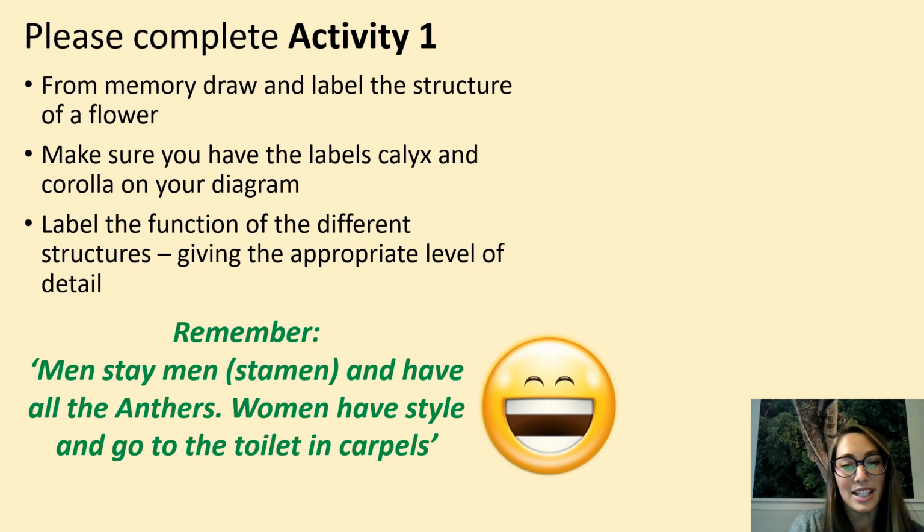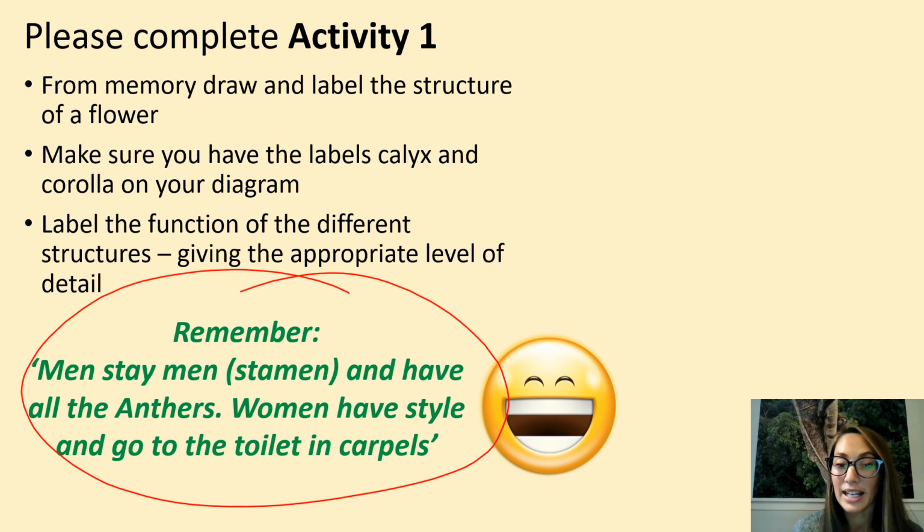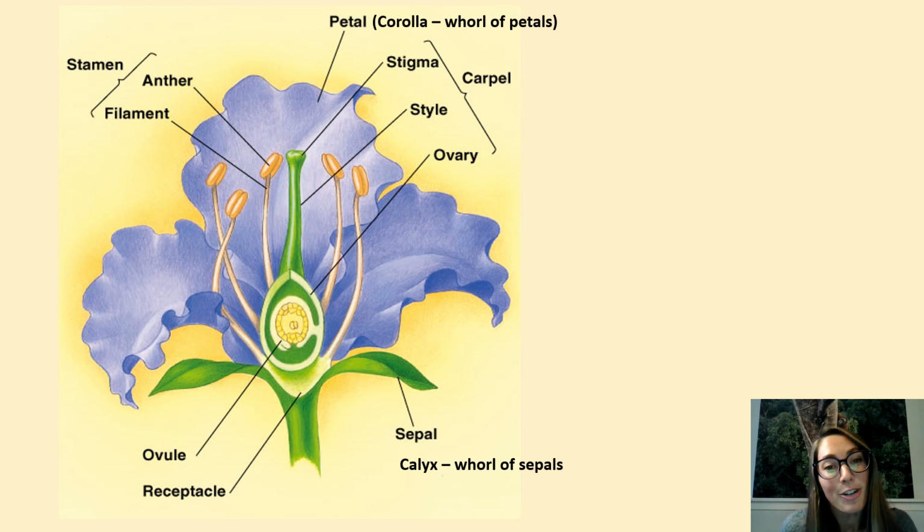And just as a little thing, you might remember this very gender stereotype saying, so men stay men and have all the anthers, women have style and go to the toilet in carpels. So that actually helps us identify the male and female parts of a flower. So here is a cross section of a flower and just a few things to point out.